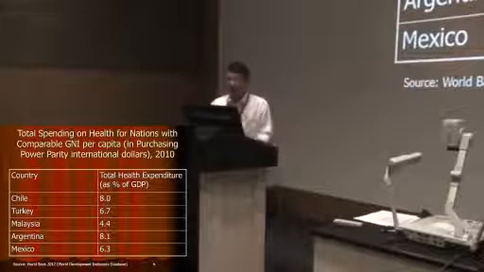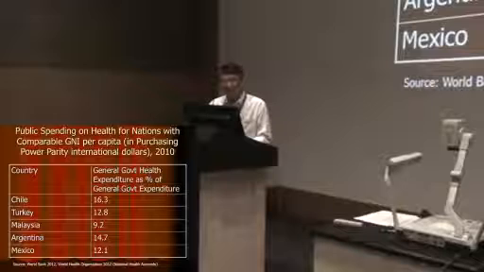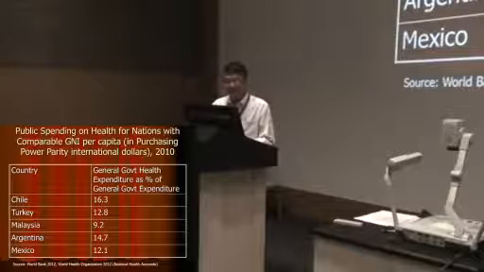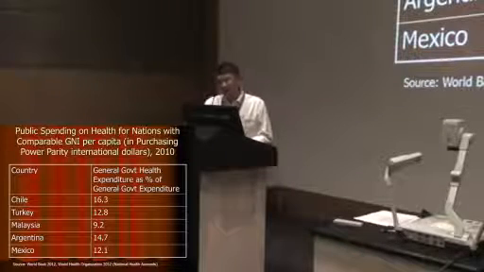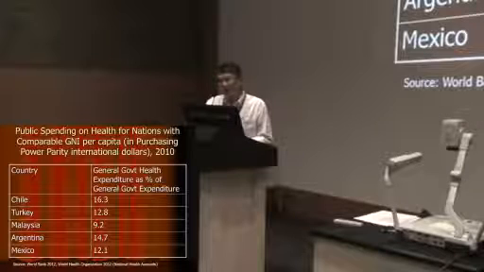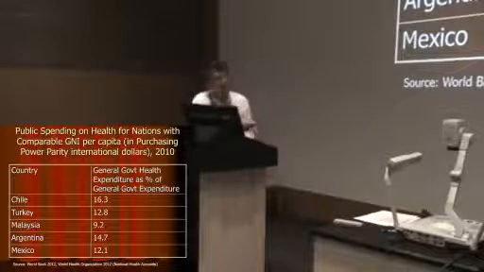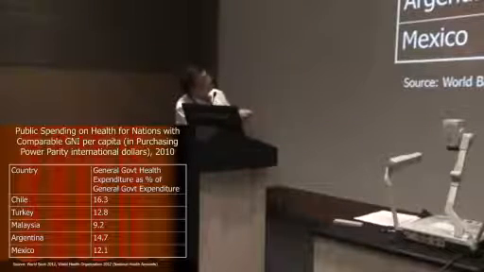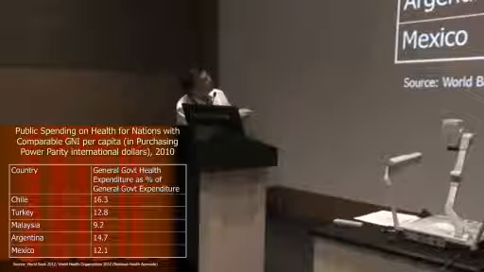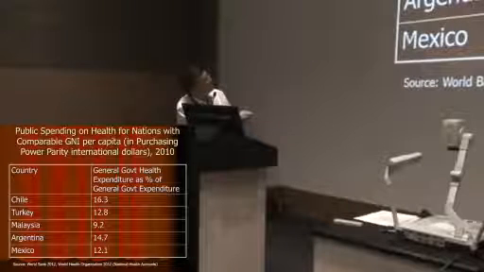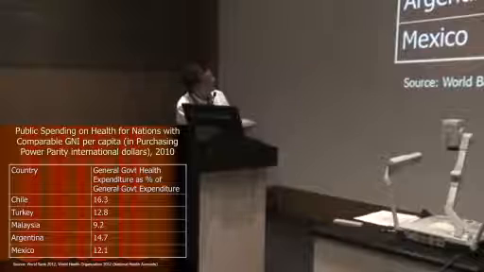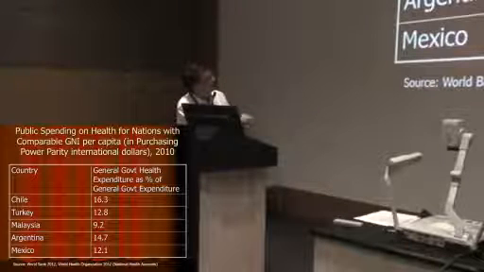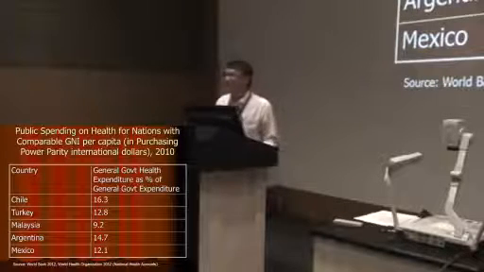Now, public spending on health for nations with comparable gross national income per capita, again in PPP. This is government health expenditure as a percentage of all general government expenditure. Again, Chile, 16.3% of all general government expenditure spent on health. Turkey, 12.8%. Argentina, 14.7%. Mexico, 12.1%. And we spend 9.2%.